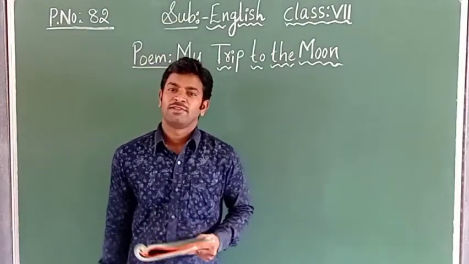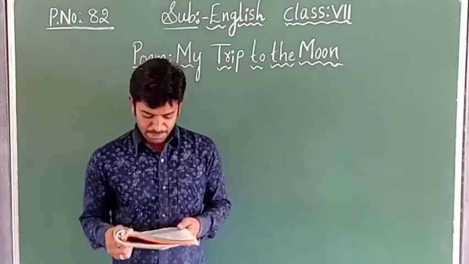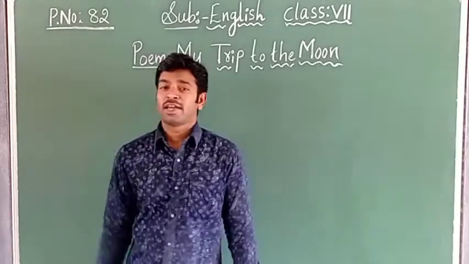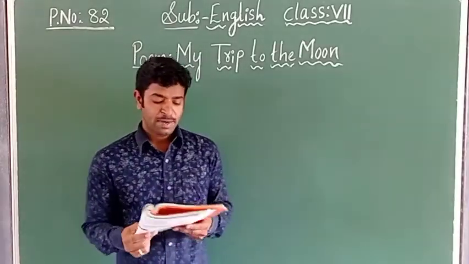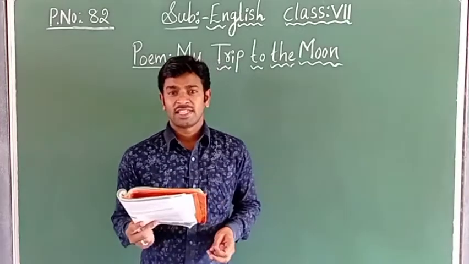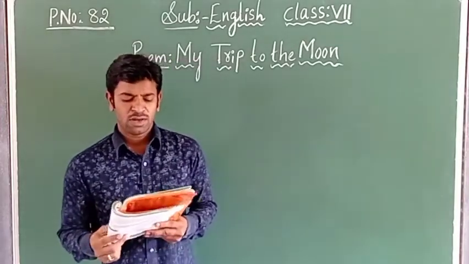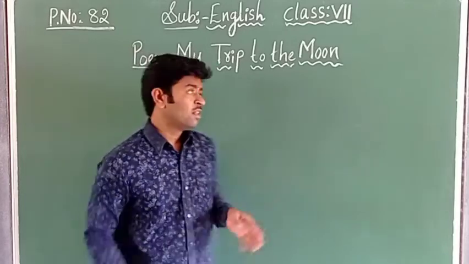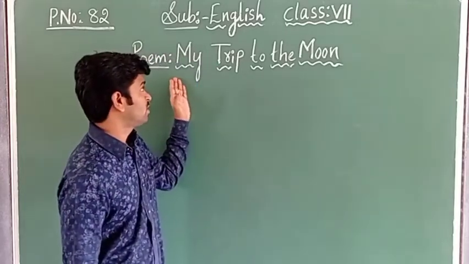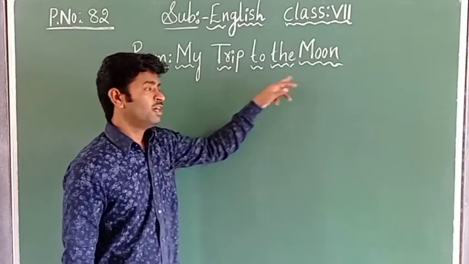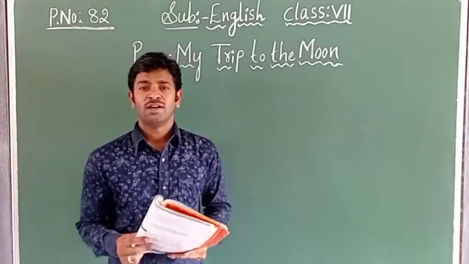Today we are going to deal with the new topic, children, from page number 82. I have mentioned page number 82 here. Just refer to page number 82 and let us see what is given here. One poem is given, children. What is the title of the poem? The title of the poem is My Trip to the Moon.